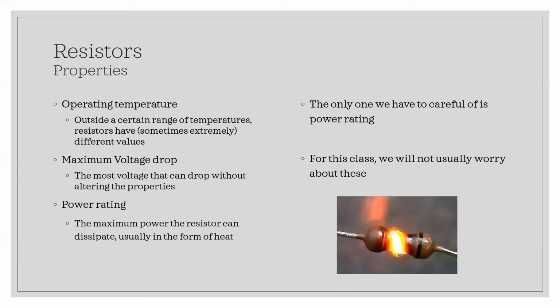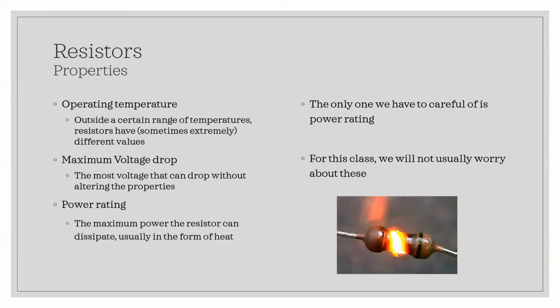Some common properties of resistors are how they behave in response to certain parameters. One of those is the operating temperature. Outside of a certain range of temperatures, resistors can sometimes have very different values. But luckily for us, the face value of a resistor is given in terms of room temperature, which is 20 to 25 degrees Celsius. And within that range of temperatures, we can assume it's fairly constant. It's only when you get to the extreme temperatures, like it's on fire or we've put it in ice water, that the resistance will change significantly.